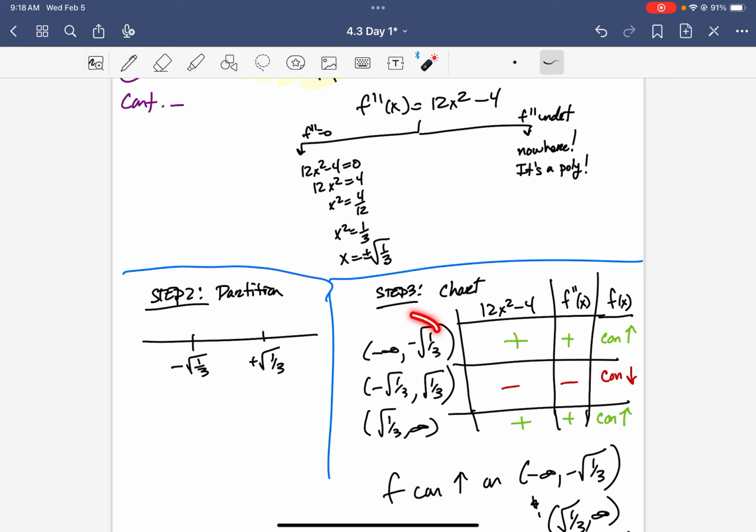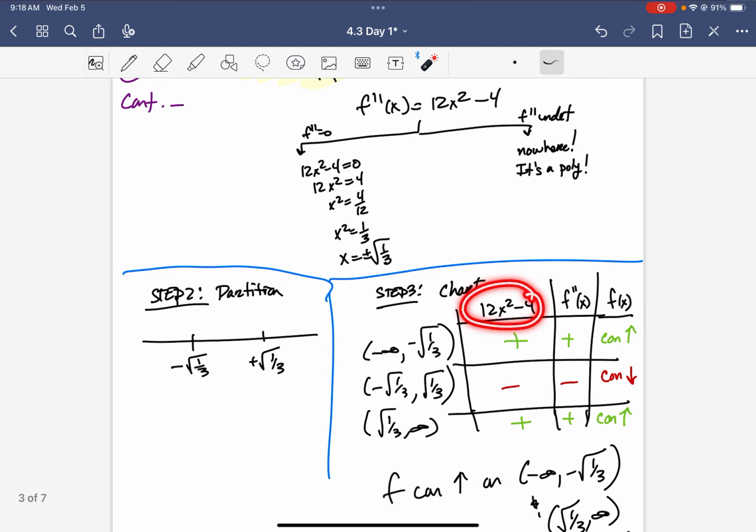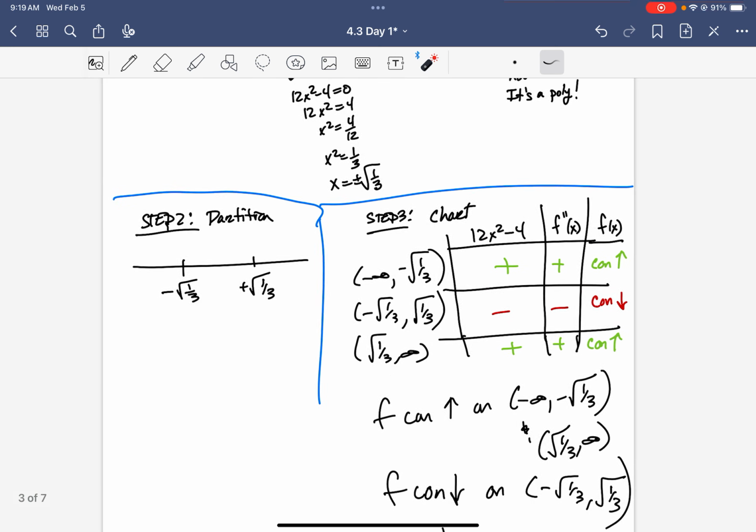2 cuts means I have 3 intervals. And then in that chart, again, I put the entire second derivative because I worry about its sign. A number in here might be negative 1,000. Well, notice that we're always going to square it, so it's always going to be positive. And since it's really big, it's going to be a really big number minus 4. It's still going to be positive. So that means my second derivative is positive. So that means I'm concave up on this interval. A great number to put in here is 0. So 0 squared, I'm going to get a negative. So that means I'm concave down in that interval.